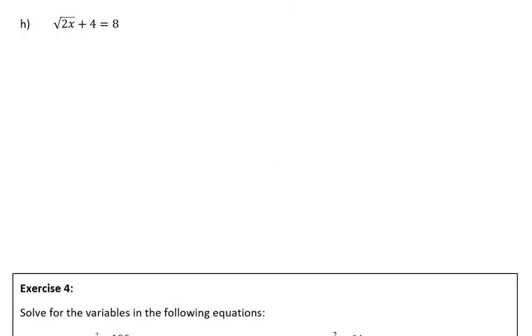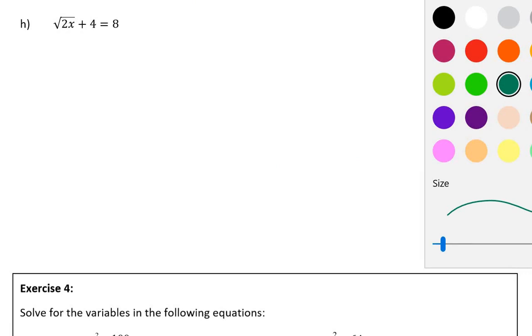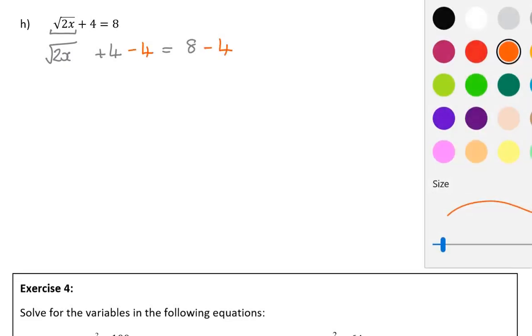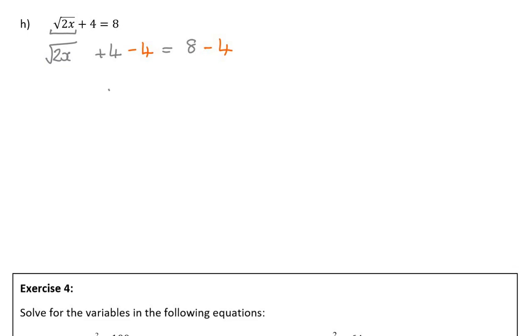One more tricky one says the square root of 2x plus 4 equals 8. So I want to get this square root of 2x by itself. You'll notice every single one of these is about getting that x mess by itself. So I'm going to subtract 4 on both sides, which gives me the square root of 2x equals 4.